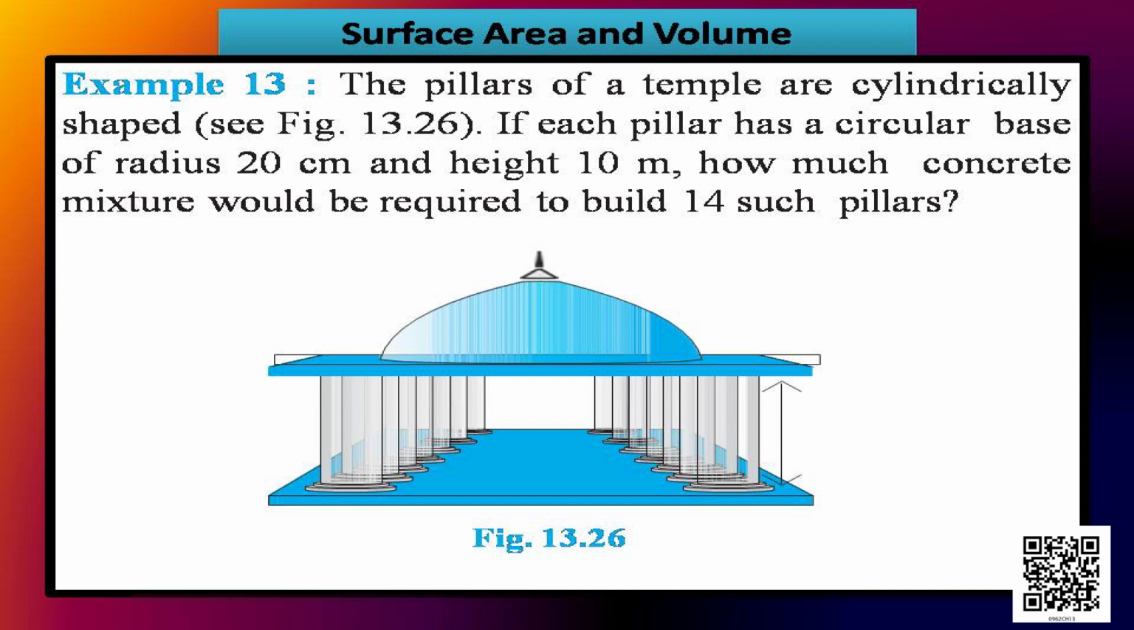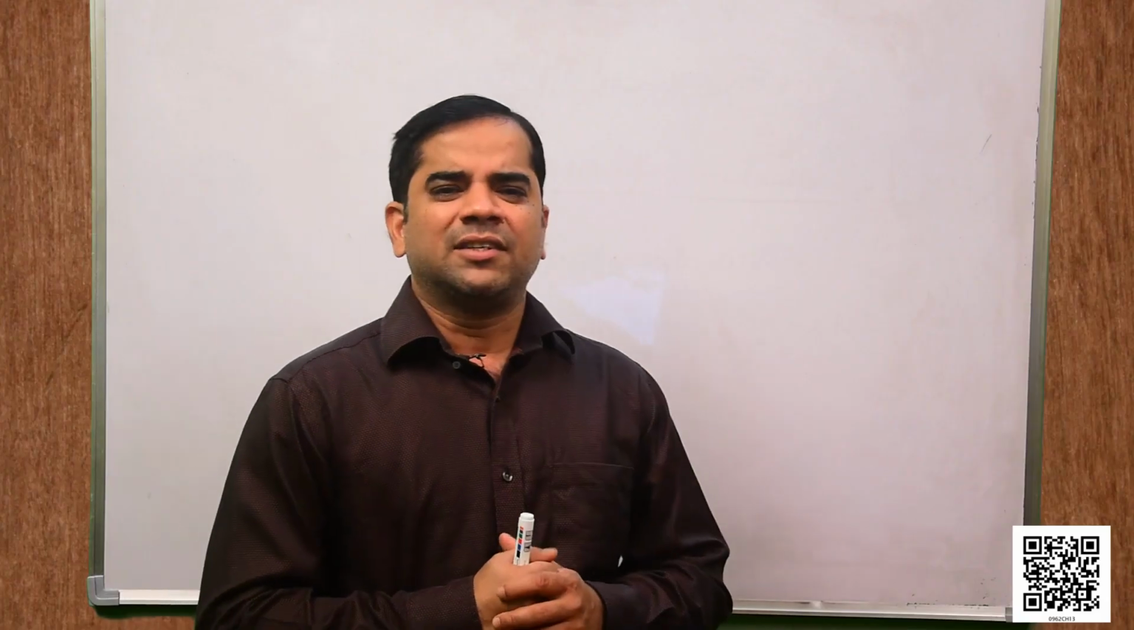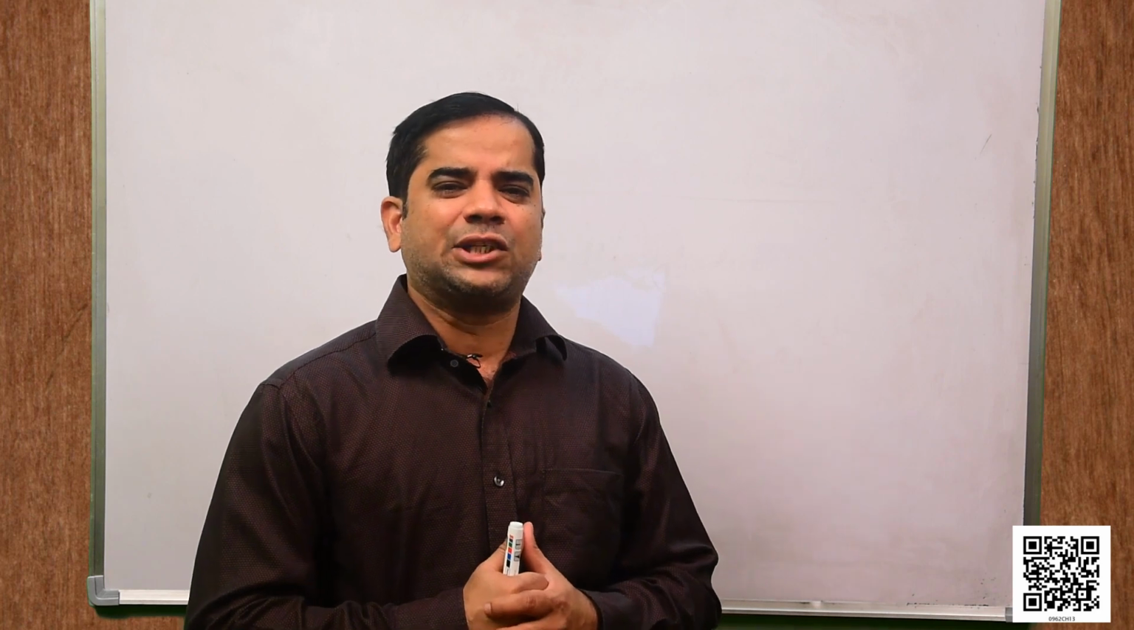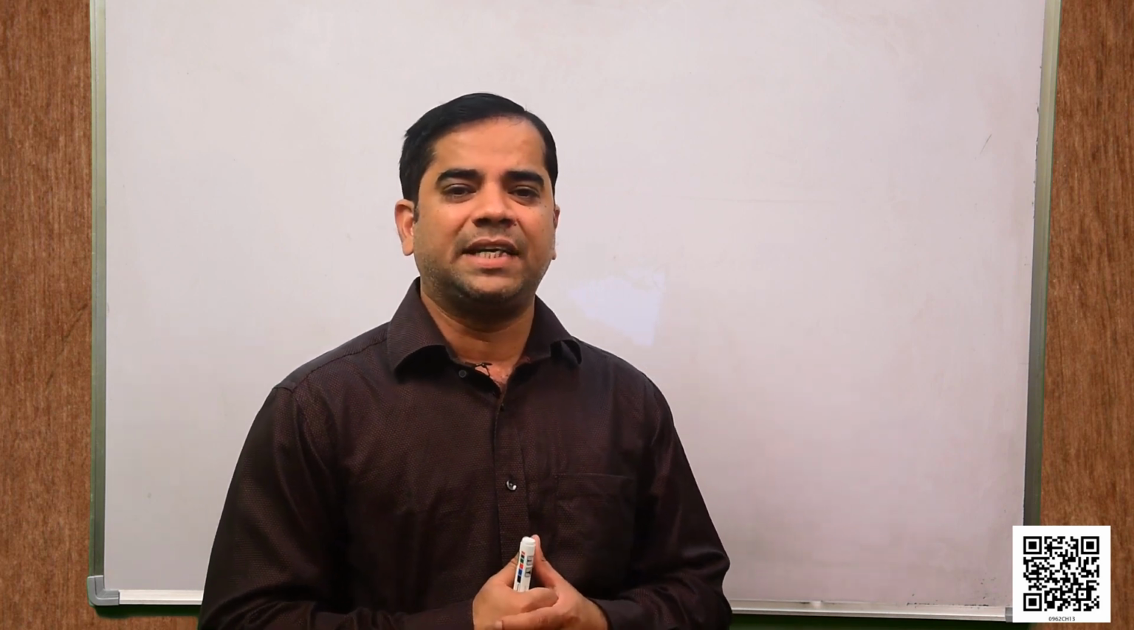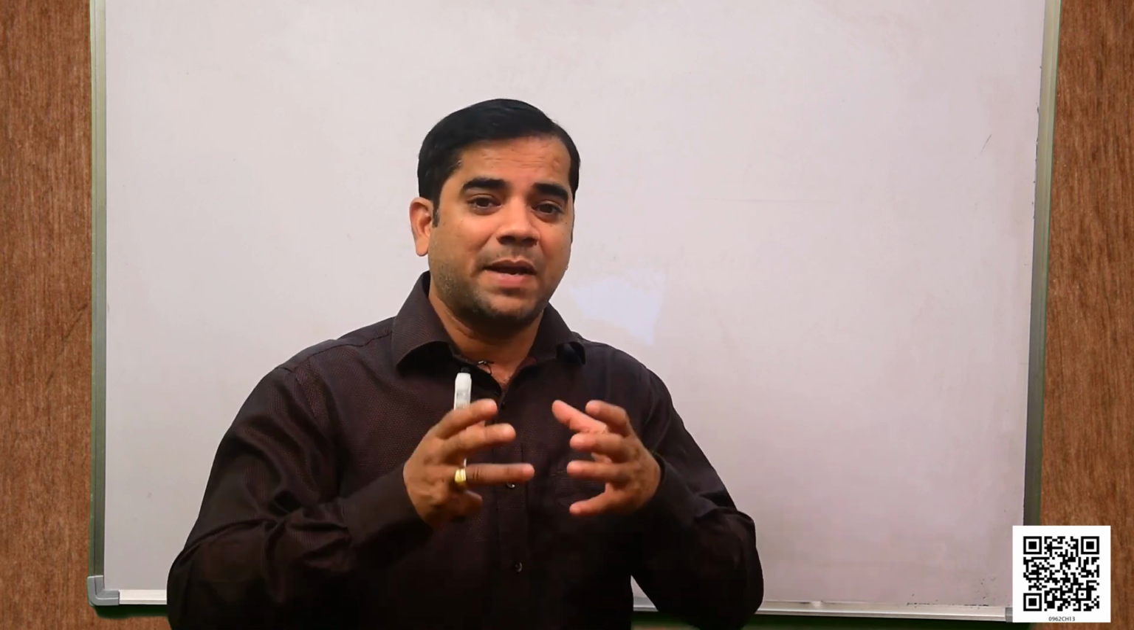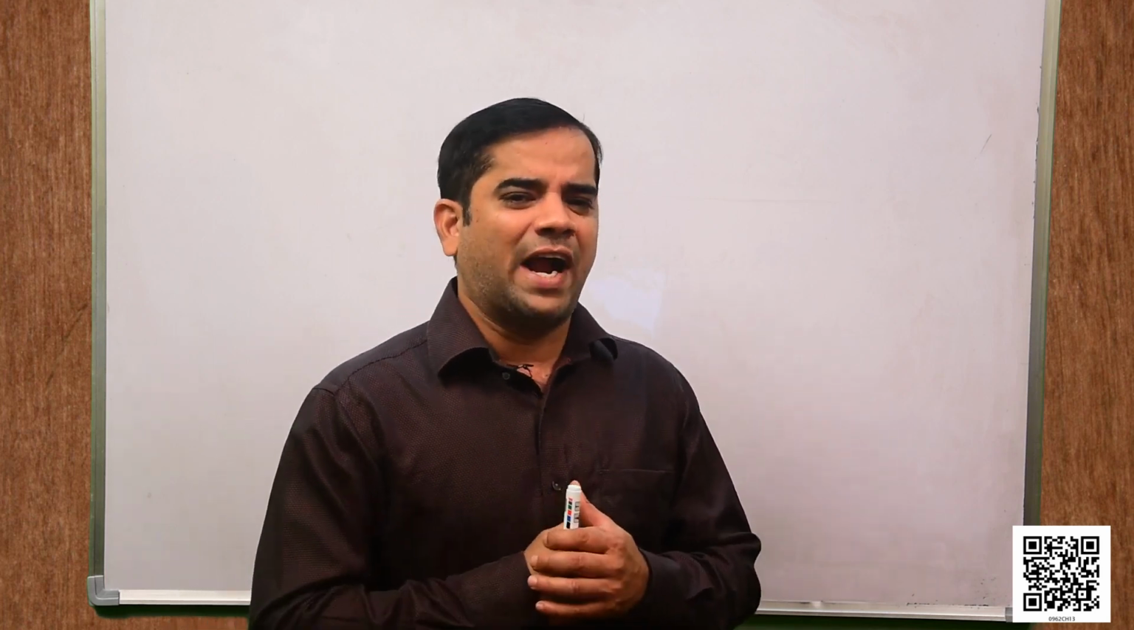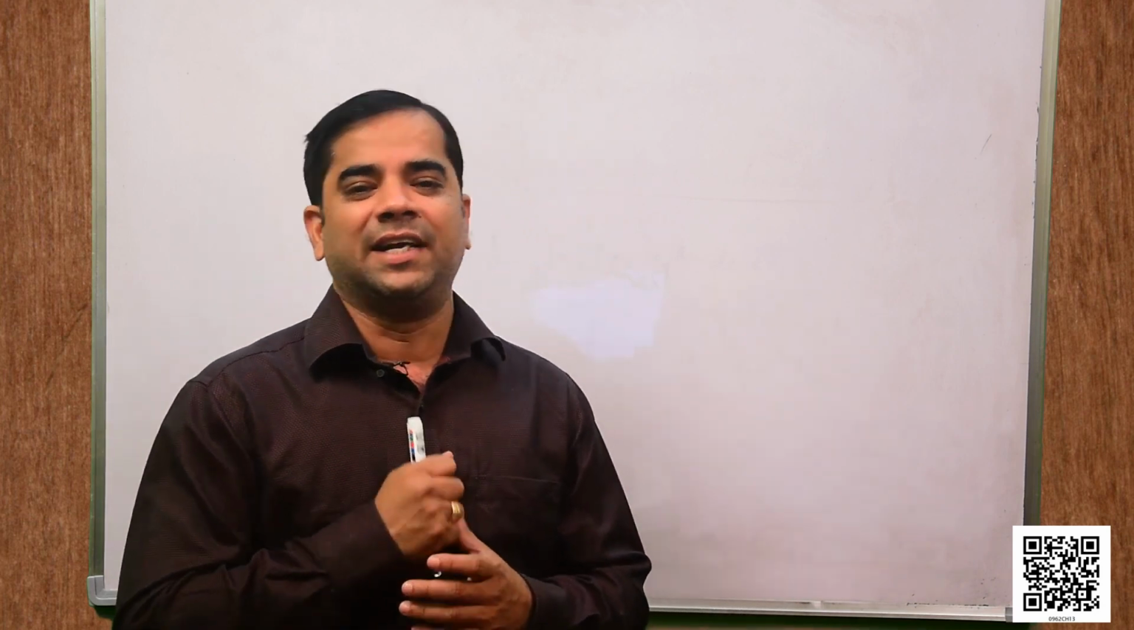Students, let us now discuss example 13. The pillars of a temple are cylindrically shaped. Just see the figure 13.26 that is given in your book. If each pillar has a circular base of radius 20 centimeter and height 10 meter, how much concrete mixture would be required to build 14 such pillars? Okay, so let us discuss the solution. Students, since the concrete mixture that is to be used to build up the pillars is going to occupy the entire space of the pillar, what we need to find here is the volume of the cylinders.